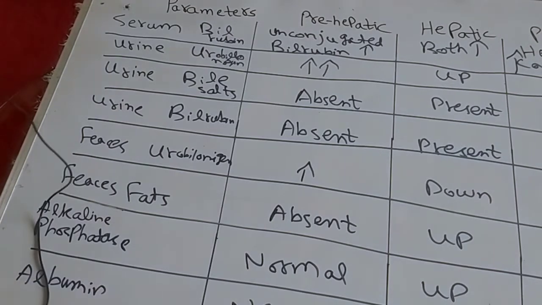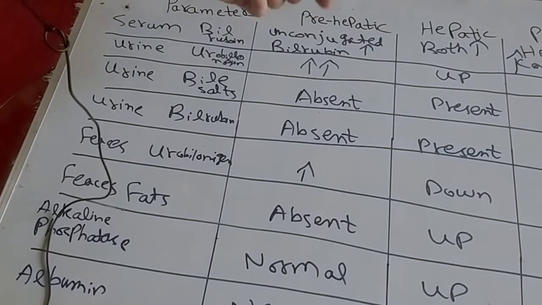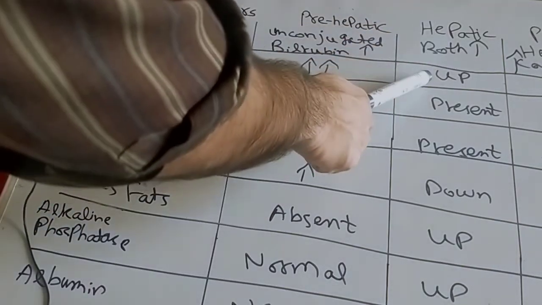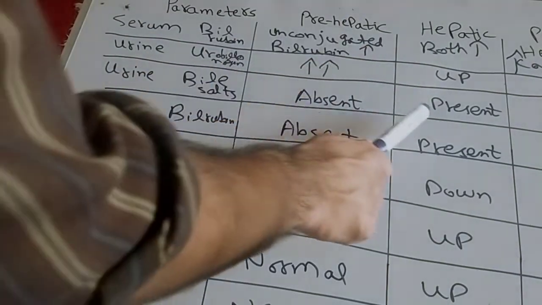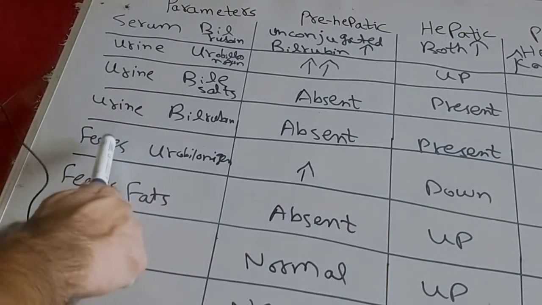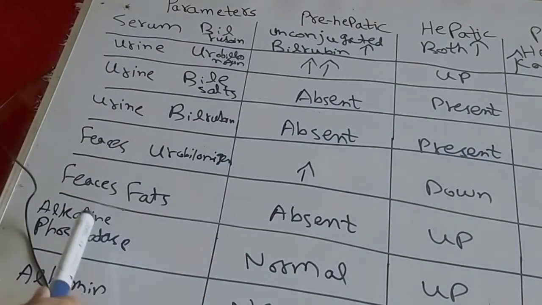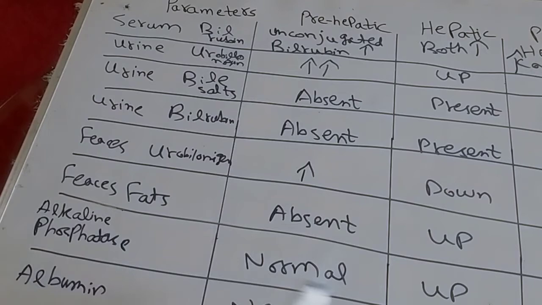Now talking about hepatic jaundice. In hepatic jaundice, both unconjugated and conjugated bilirubin levels are high. The level of urobilinogen in the urine is high, that's why we have denoted it as up. Bile salts and bilirubin are both present in the urine, and the level of urobilinogen in feces is down. The level of fats in the feces is up, the level of alkaline phosphatase is also up, and the level of albumin is down. You must remember this information very well in order to understand this.